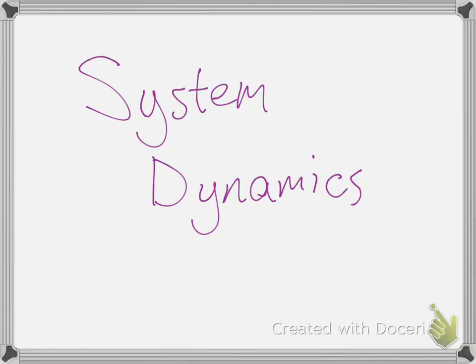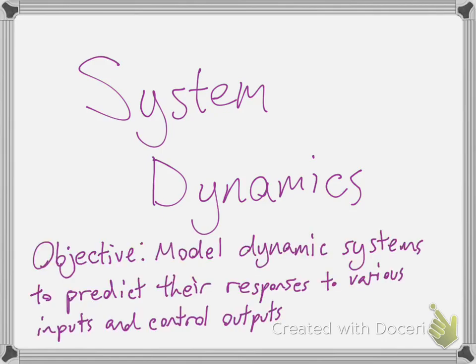So our objective of the class is going to be to model dynamic systems to predict their responses to various inputs and control their outputs. I didn't feel like writing all the text down while pressing play, so here's our objective. We're going to model dynamic systems, predict their responses to various inputs, and control their outputs.